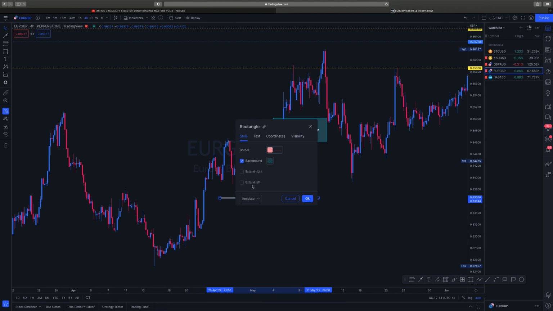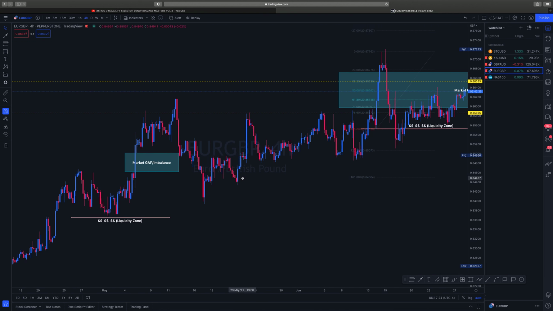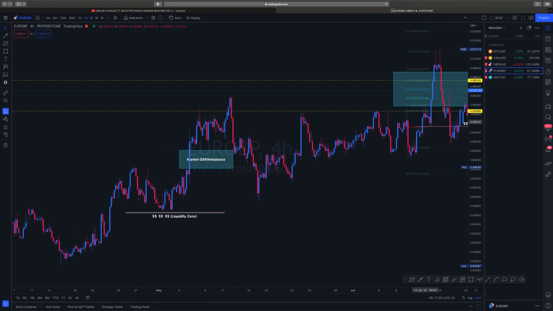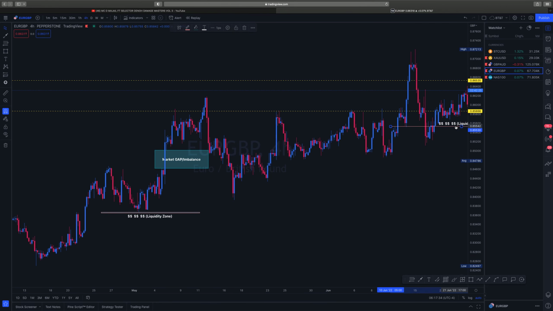Let me put the text at the bottom so that you can look at it clearly. So that will be a liquidity area. Another liquidity area, if you're looking at the market, let me remove this and remove that just for the purpose of demonstration. One thing we are seeing here is a trend line.